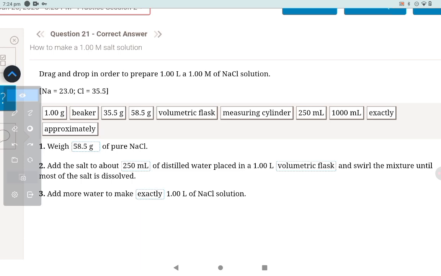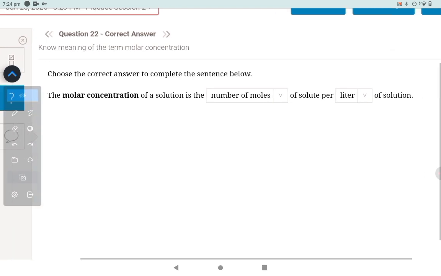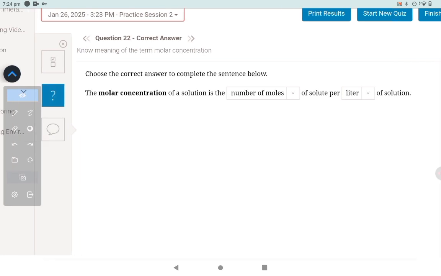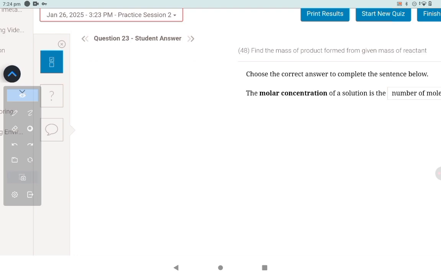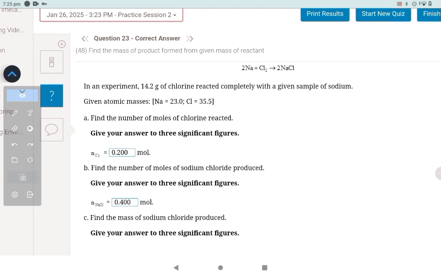Next question. The molar concentration of a solution is, this is a definition, so memorize: the number of moles of solute per liter of solution. Number of moles of solute per liter of solution. Just memorize. That's a rule. That's a definition. This is old stuff, but I'll do it either way.